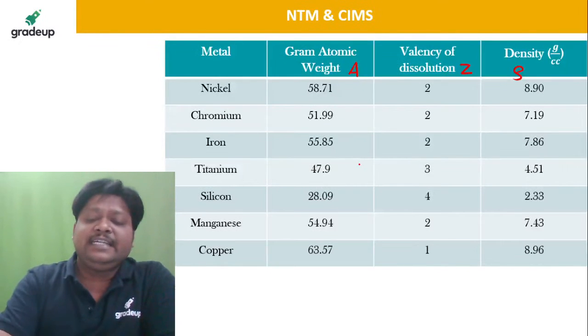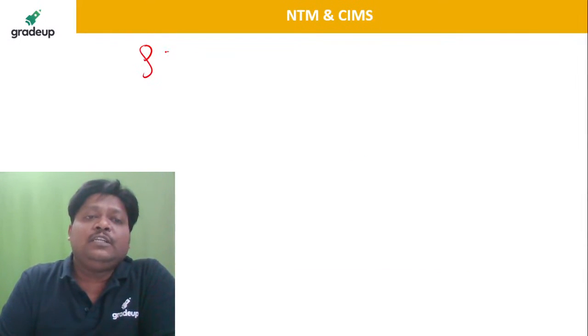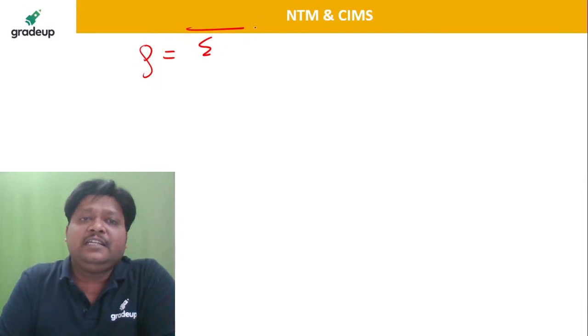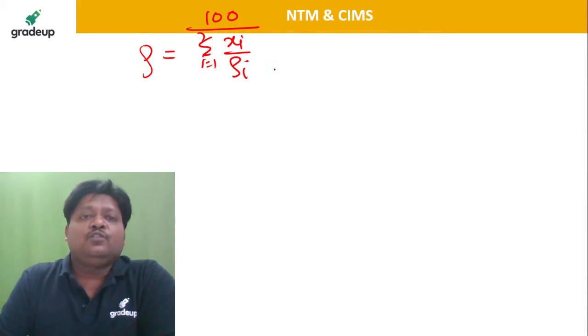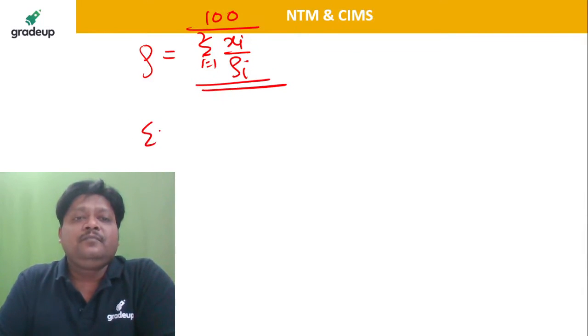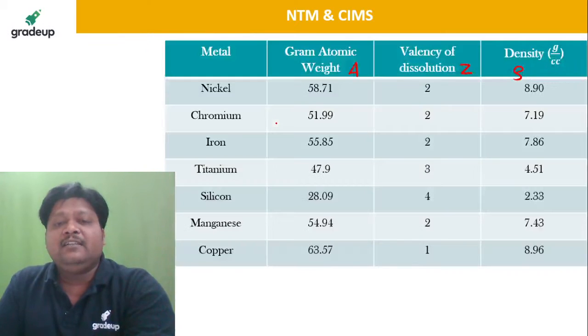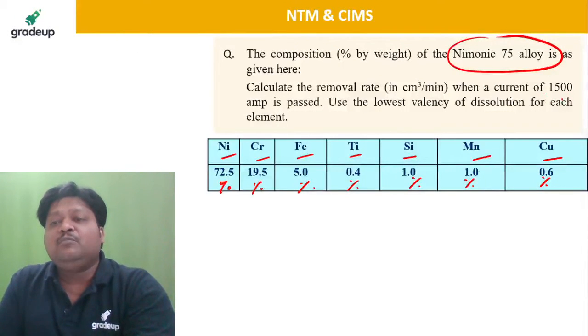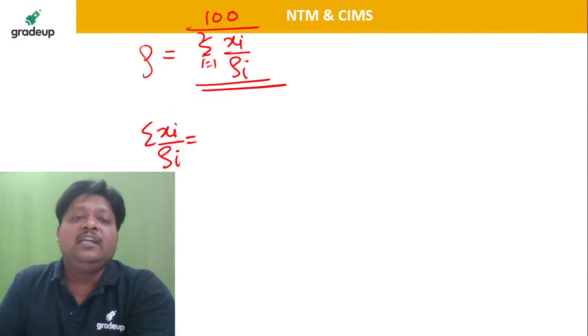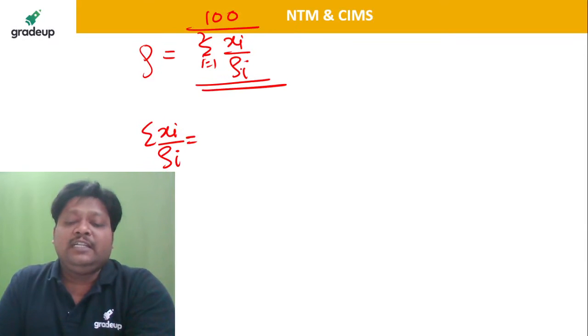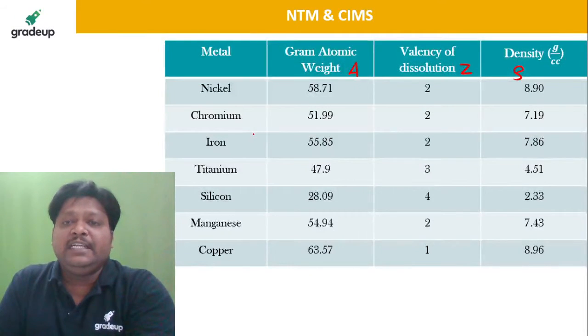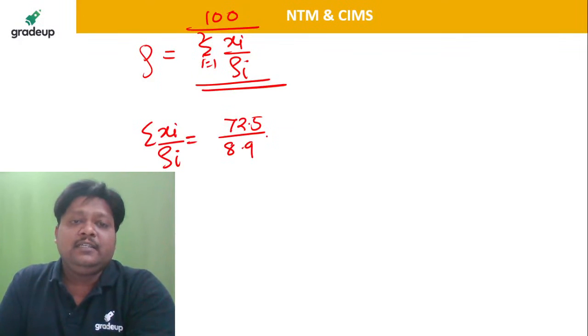Please calculate the density and tell me the value. I will write rho is equal to 100 divided by the summation for i equal to 1 to 7 of xi divided by rho i. So first I calculate this summation of xi divided by rho i, starting from nickel up to copper. The weight percentage of nickel is 72.5 divided by the density of nickel, 8.9, plus then chromium. The percentage of chromium is how much?